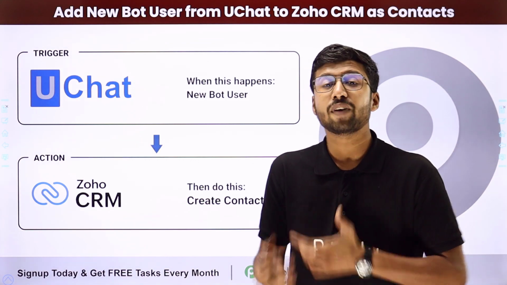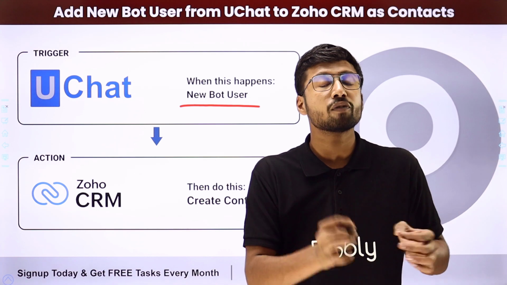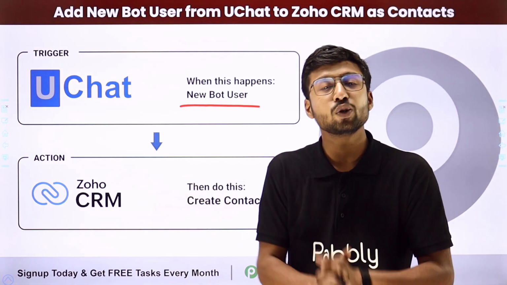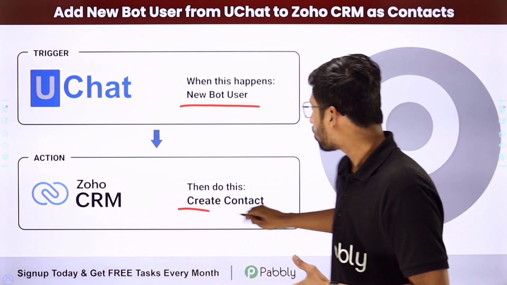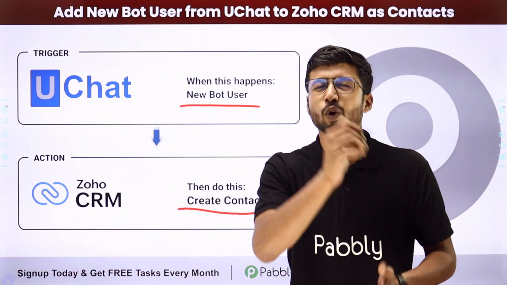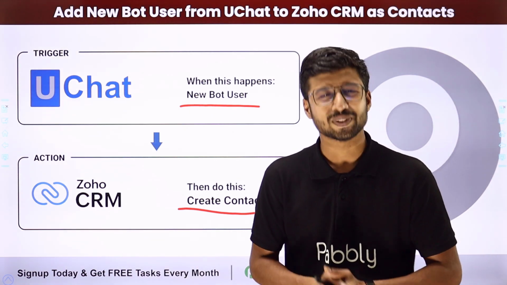So in this automation, whenever a new user will be created in a particular bot in UChat, automatically the same user with the same details will be added as a contact in Zoho CRM. So if you want to know how you can set up this automation, for that you just have to come with me to my screen.